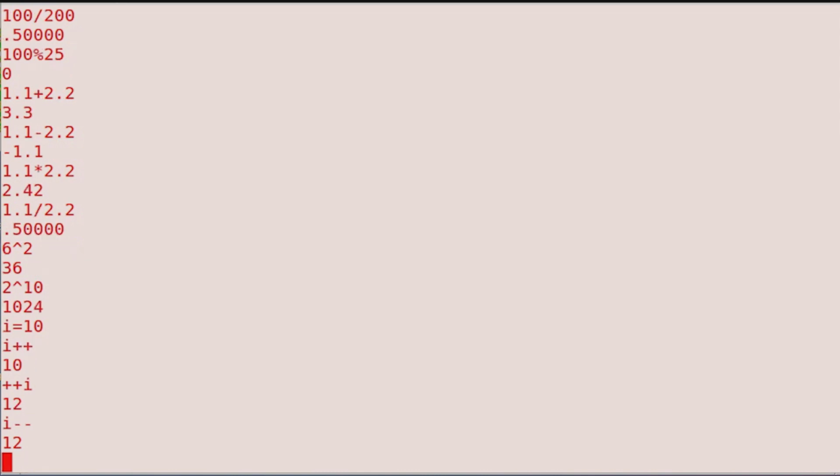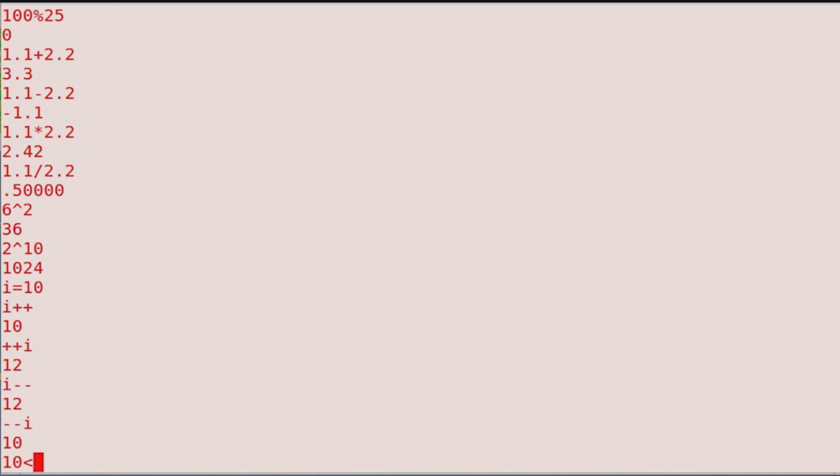Similarly, I minus minus is given. So the value of I is displayed, then the value is decremented. So it has returned the value 12 again. So minus minus I, now the value is again decremented by 1. So from 11 it is decremented to 10 and the value 10 is displayed. To demonstrate that the relational operators can also be used inside the BC utility, relational expressions are given.